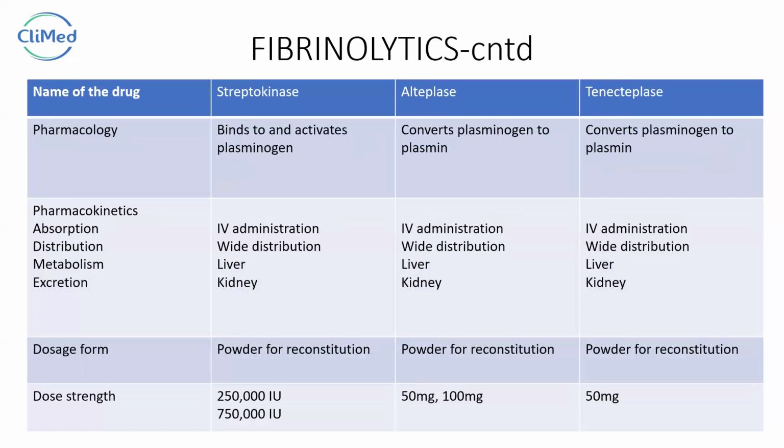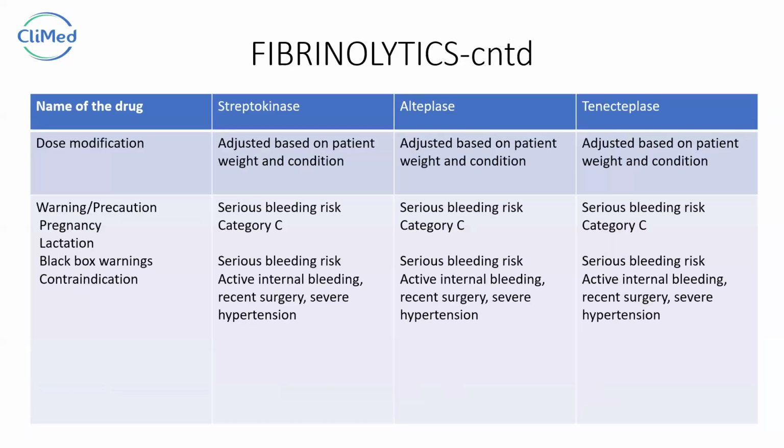Pharmacology: this also converts plasminogen into plasmin. Pharmacokinetics: absorption via IV administration. It has a wide distribution, metabolized through the liver and excreted through the kidneys. Available dosage form is a powder for reconstitution. Dose strength 50 mg.